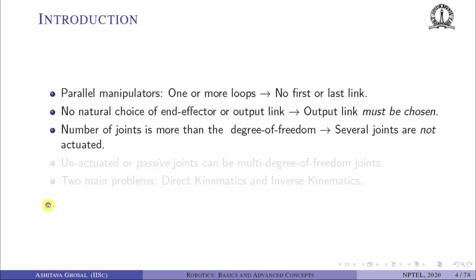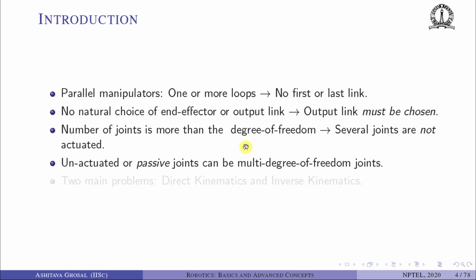Another consequence of one or more loops is that the number of joints is more than the degree of freedom. Okay, and as a consequence, several joints are not actuated. Remember, for serial robots or in general Grubler's-Kurzbach criteria, we found that we could find the degree of freedom of any mechanism, and the degree of freedom was same as the number of actuated joints which are possible. So we have several unactuated or passive joints, okay, in a multi-degree of freedom parallel manipulator.